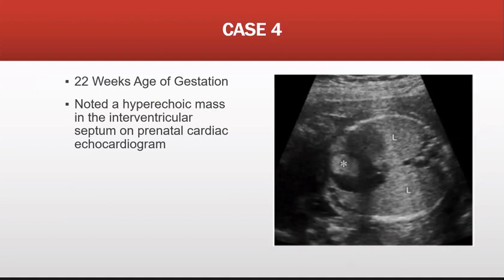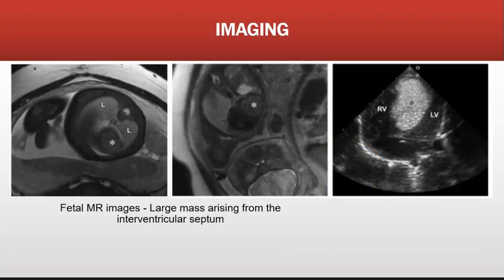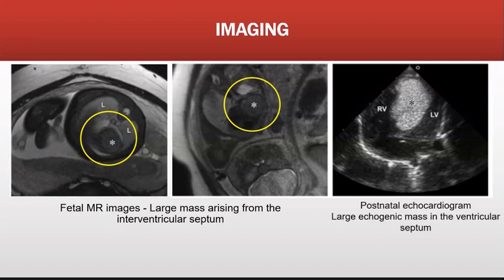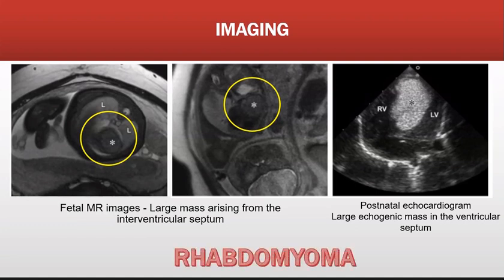Case number 4 is a 22 weeks age of gestation fetus with the note of a hyperechoic mass in the interventricular septum on prenatal cardiac echocardiogram. Fetal MR images obtained at 34 weeks age of gestation of the same patient show a large mass arising from the interventricular septum. Oblique postnatal echocardiogram also shows a large echogenic mass in the ventricular septum that fills almost the entire right ventricle and a portion of the left ventricle. These findings are consistent with a rhabdomyoma.